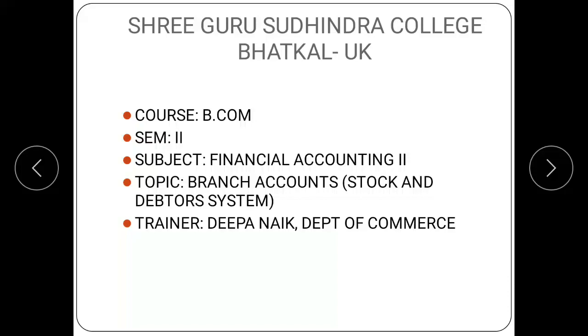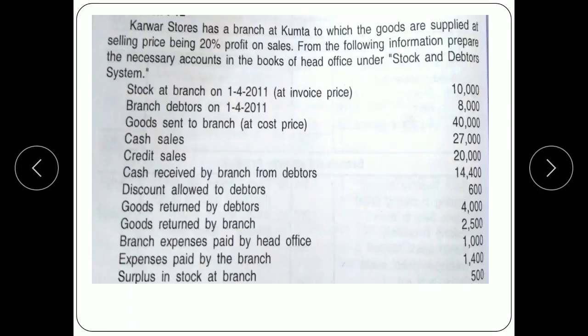Course B.Com second semester, subject Financial Accounting 2, topic Branch Accounts, Stock and Debtors System. In the previous part, we had covered the introduction on Stock and Debtors System. In this part, we will be solving a problem based on Stock and Debtors System. Take a note of the question.